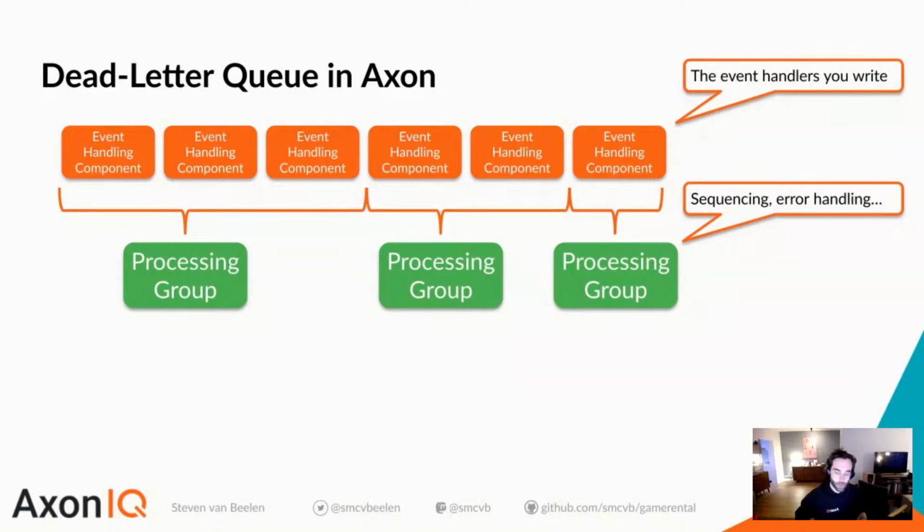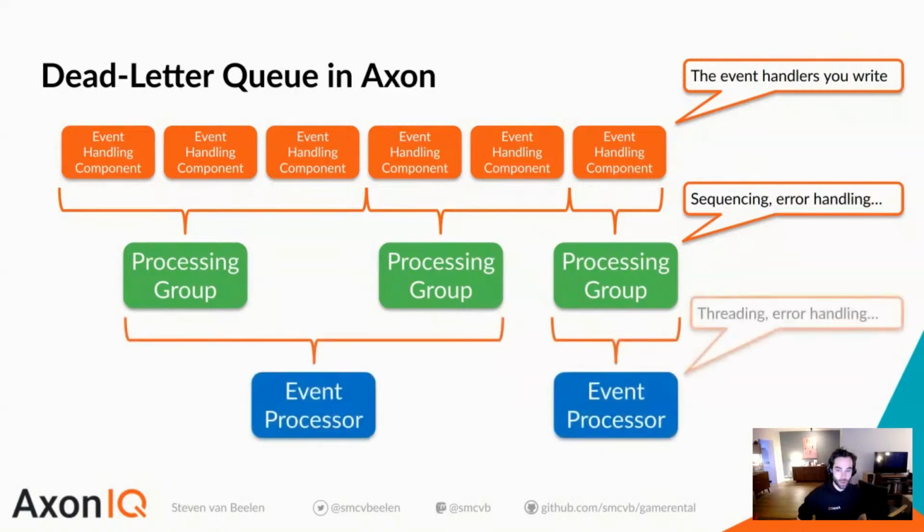And it's these processing groups that are again grouped into so-called event processors. This is one of the things that you've likely played around with, that you've switched from tracking to pooled streaming or to a subscribing instance, because those are the event processor implementations that we provide. It is here that we provide the threading logic and the way you receive your messages, and there's another layer of error handling in here. So when we started thinking about a dead letter queue, we needed to place it somewhere within these layers.